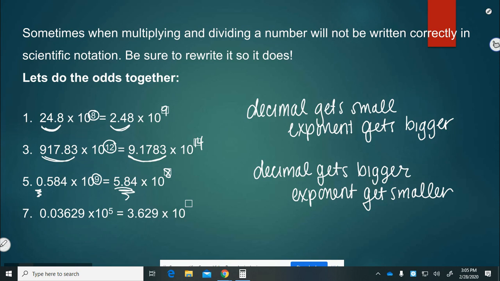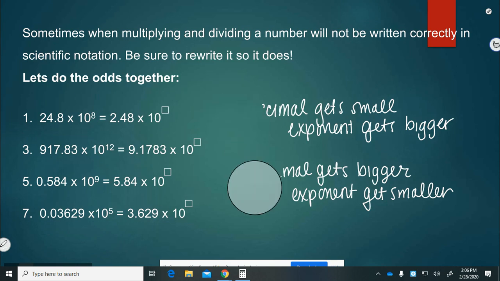And then for number 7, this is too small. I need a digit in the ones place. So I need to change it to 3.629, which is increasing the place value by 2. So I'm going to decrease my exponent by 2, making it 10 to the 3rd. So hopefully that makes sense to you. You're going to go ahead and try the evens on your own.